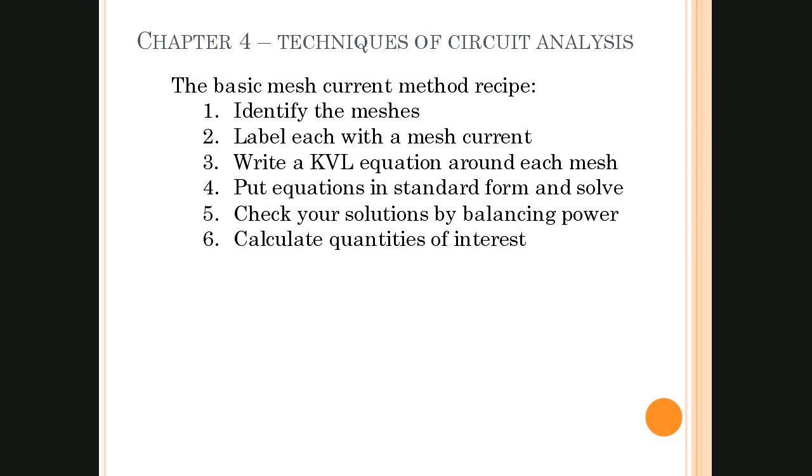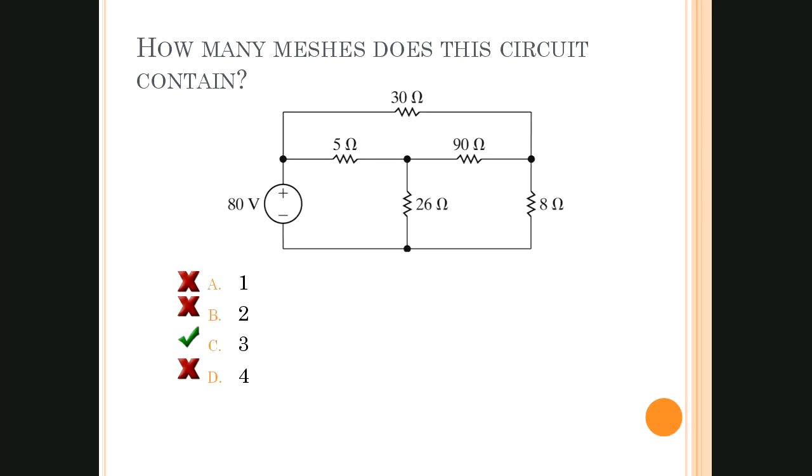Okay. So again, it says here, how many meshes does this circuit contain? And I don't actually have a mouse with me right now. I don't think you can see my mouse pointer, but let me go ahead and draw on here. And remember we said the mesh has to be like the smallest loop possible, right? Where you can't break it down any further.